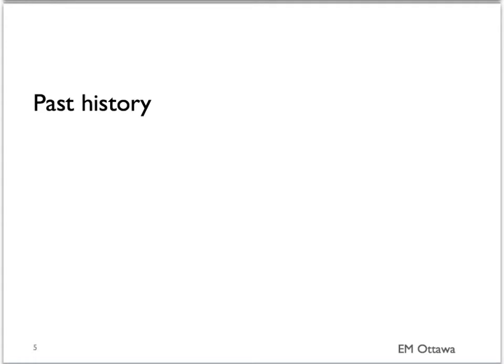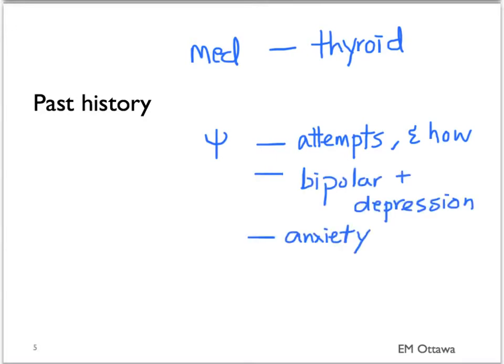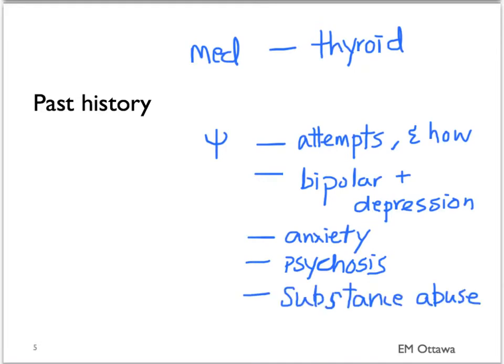Past history included past medical history and past psychiatric history. Past medical history that's relevant include thyroid issues and any other significant medical history. For previous psychiatric history, we need to know about previous suicidal attempts and the methods. Previous mood disorder including bipolar and depression, anxiety disorder, psychosis, and substance abuse. Family history of psychiatric illness is also helpful.